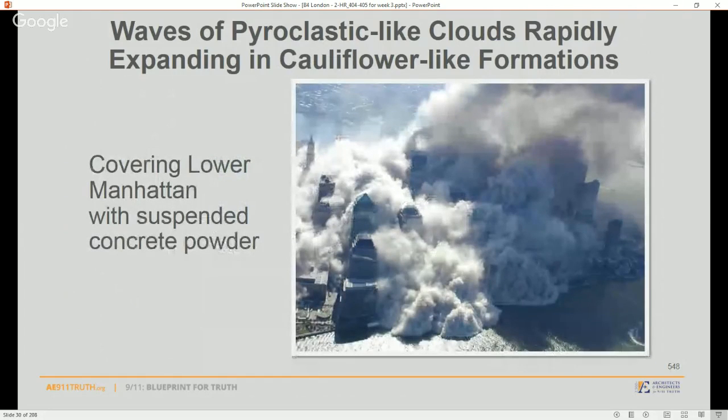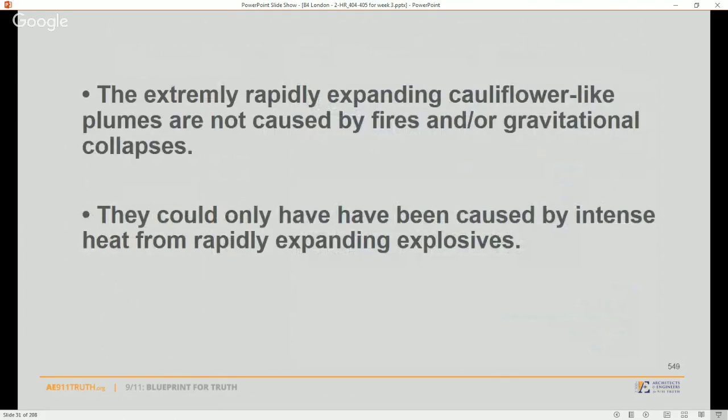Covering lower Manhattan with suspended concrete powder in the air. Suspended in the air, dropping a blanket of powdered concrete across lower Manhattan, which we'll be looking at, what is in that concrete as well, that blanket of powdered concrete.